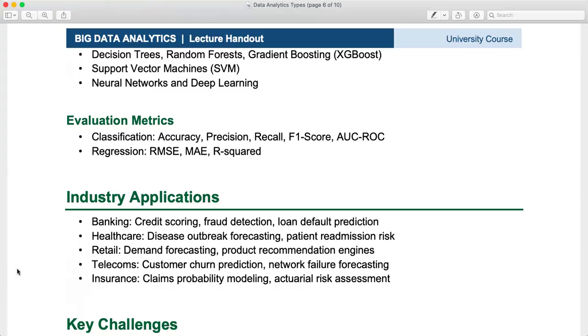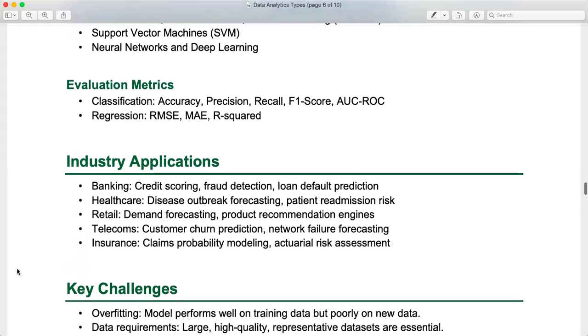So there are many industrial applications. For example, in banking, we can predict credit scoring and fraud detection. In healthcare, we can predict disease outbreaks. For retail, we can forecast the demand of a particular product. For telecoms, we can see when network failures can occur. For insurance, we can model the probability of certain claims. So these are industrial applications.